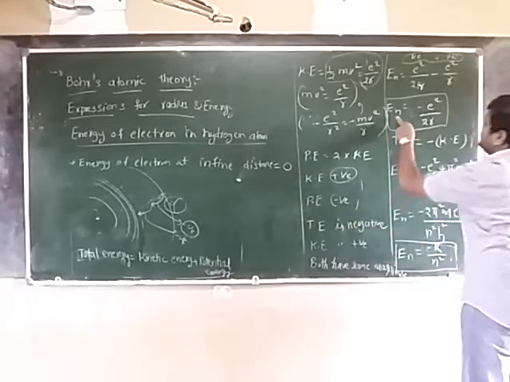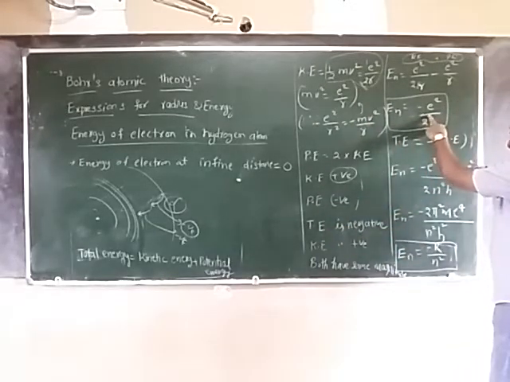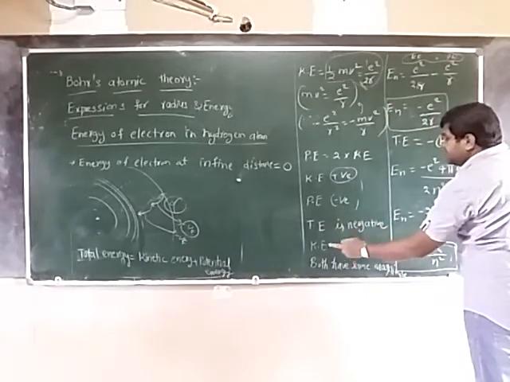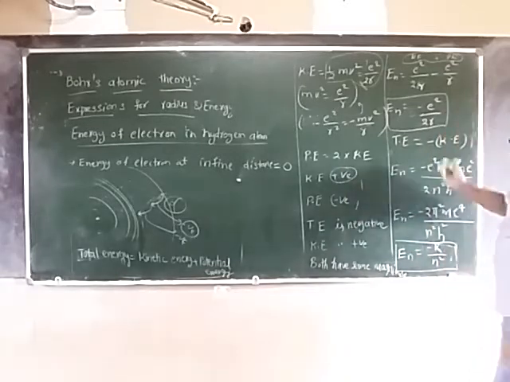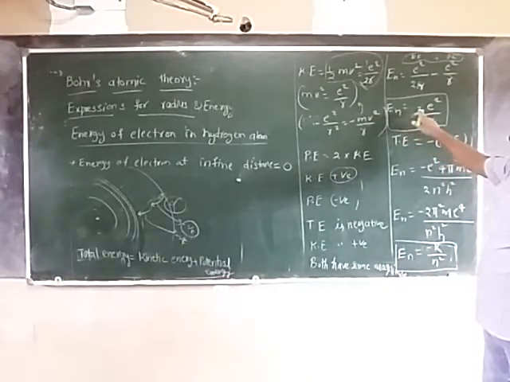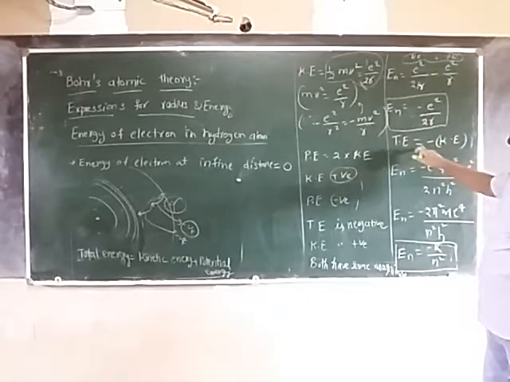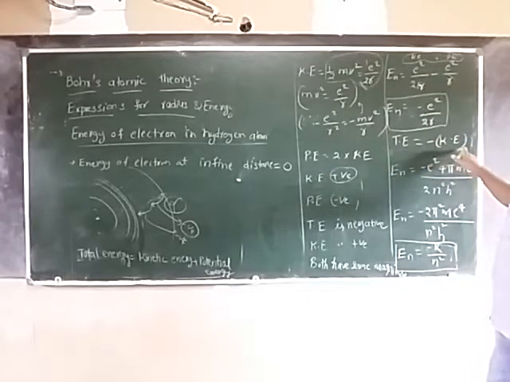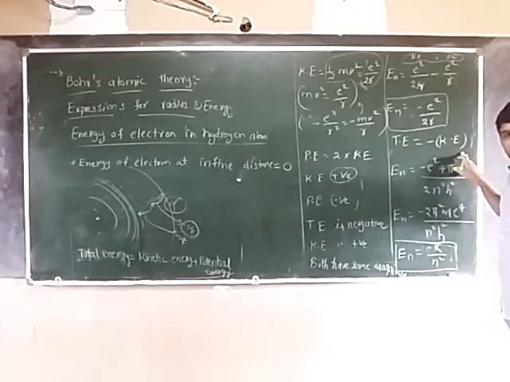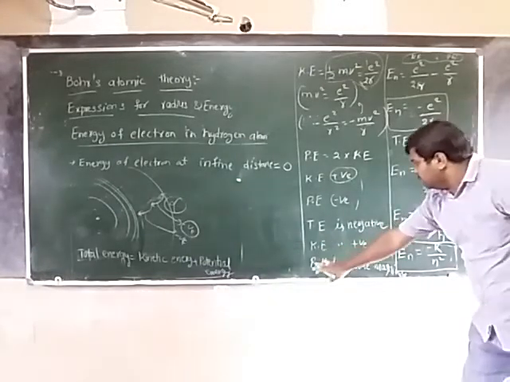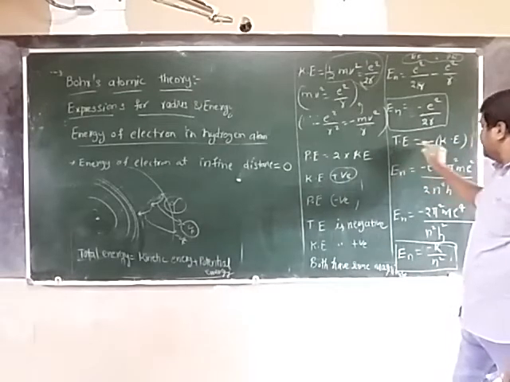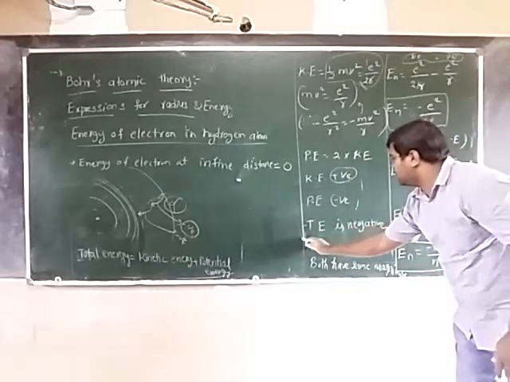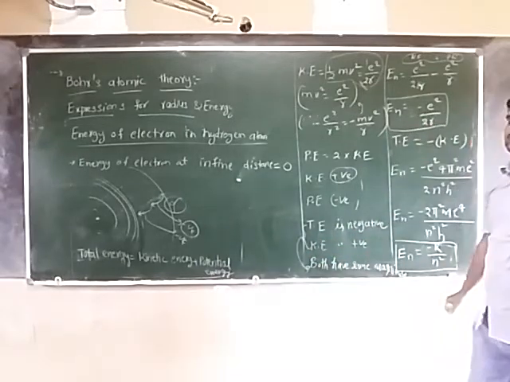So that's what we are saying. Total energy is negative. Yes or no? Total energy is negative, and kinetic energy is positive. Both have the same magnitude. So energy En is equal to minus e square by 2r. So total energy is equal to minus kinetic energy. Yes or no? Total energy and kinetic energy both have the same magnitude.